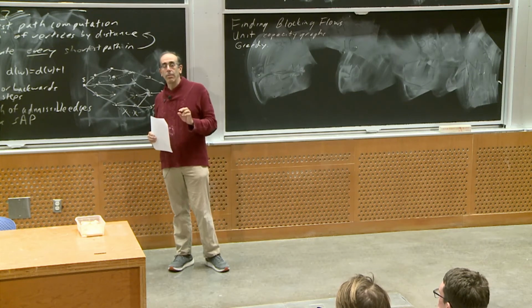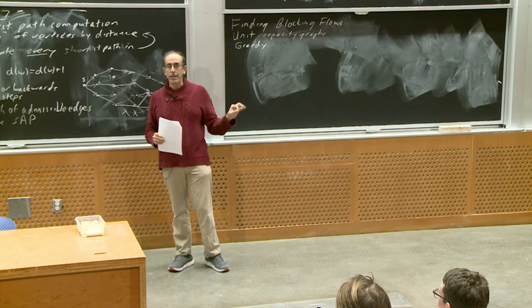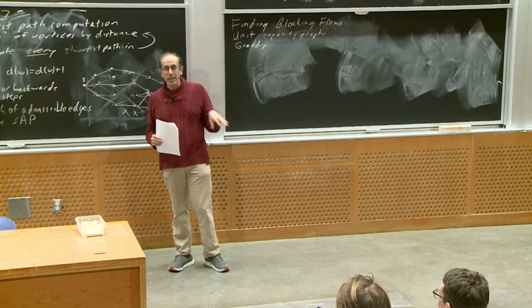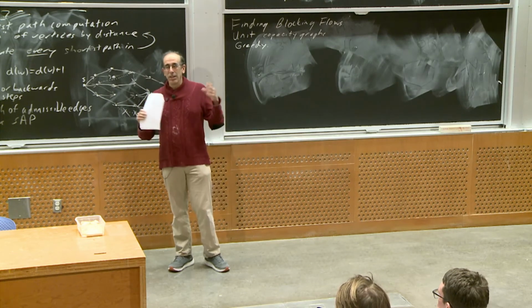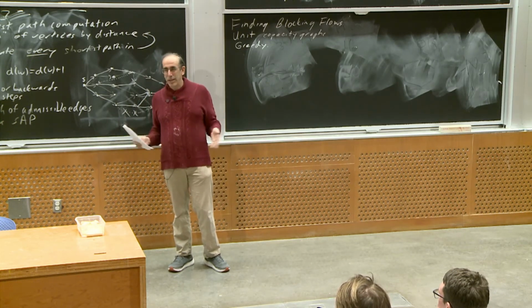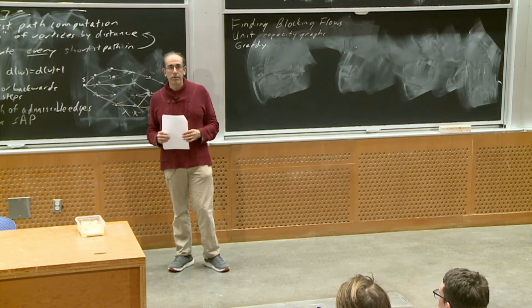Okay, what could go wrong? My plan is start at S, find a path to T, go back to S, find another path to T, go back to S, find another path to T. When is this going to break down?